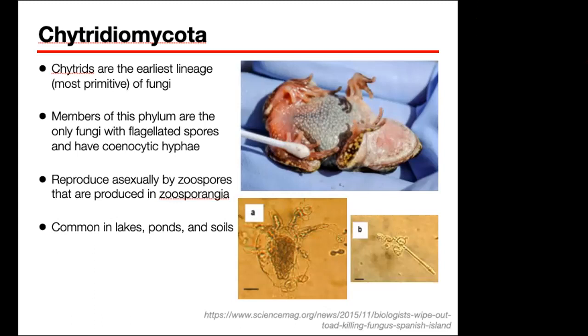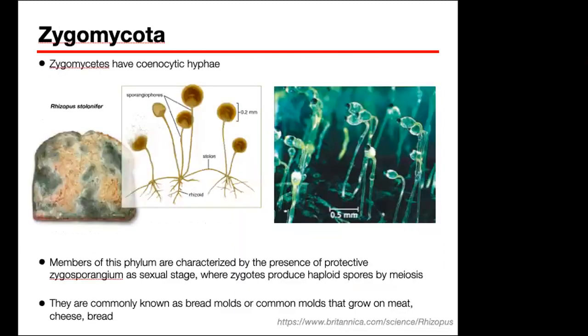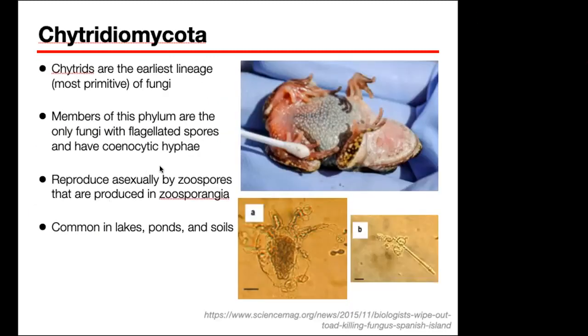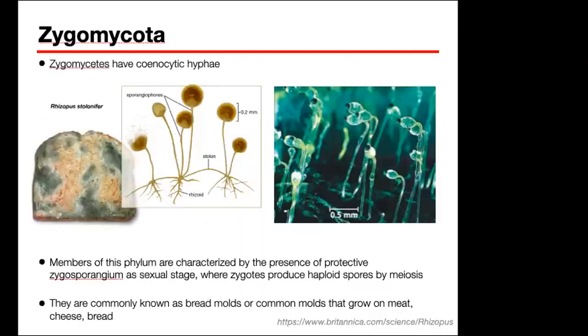So that's chytrids. We also have ating zygomycetes, no? Meron silang cenocytic hyphae just like that of chytrids. Okay? Pero, what is its distinguishing feature? Yung distinguishing feature nito, hindi siya flagellated, it's characterized by the presence of these protective zygosporangium, ano? Yung ating zygosporangium, okay? And this is formed during the sexual stage, no? Where zygotes will produce haploid spores via meiosis.